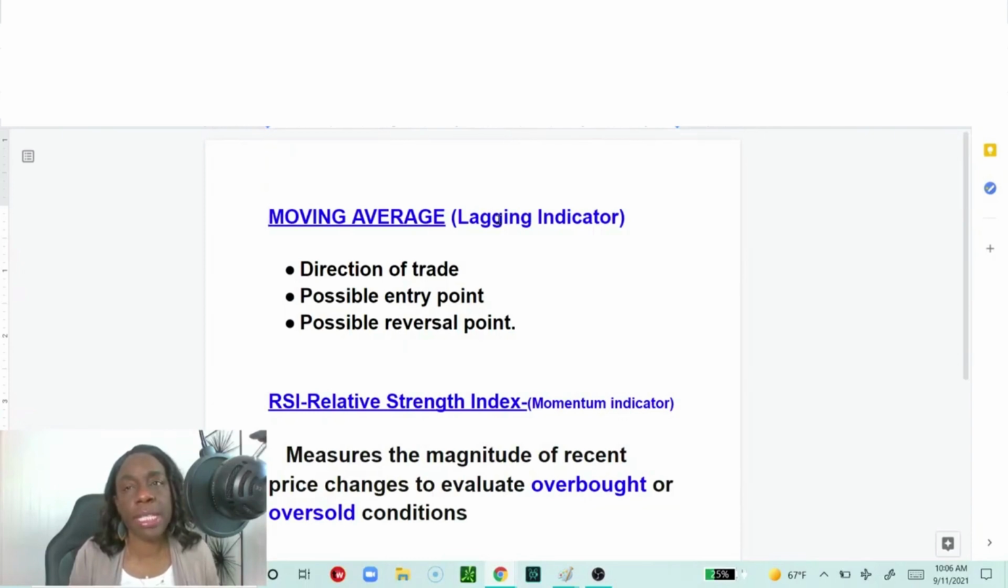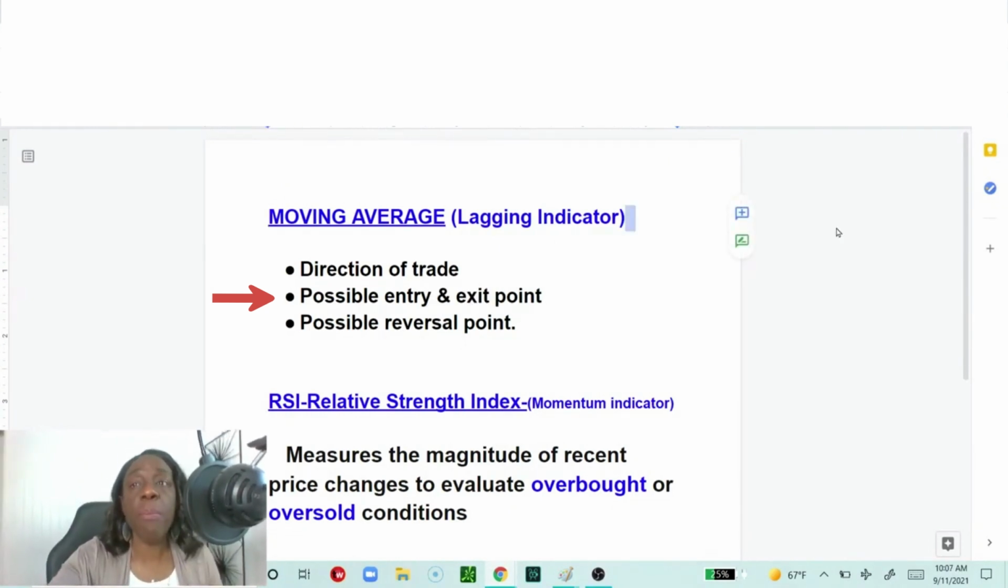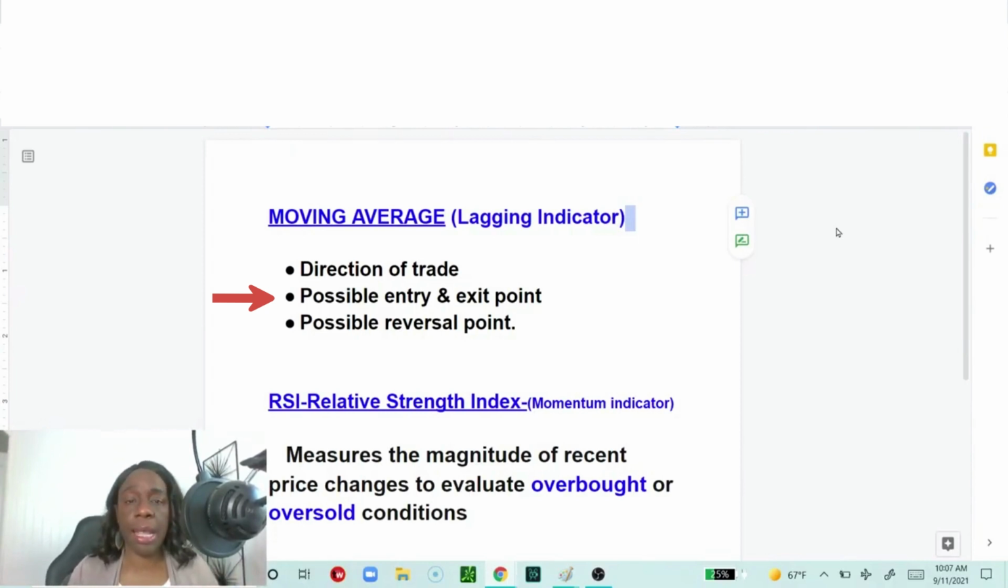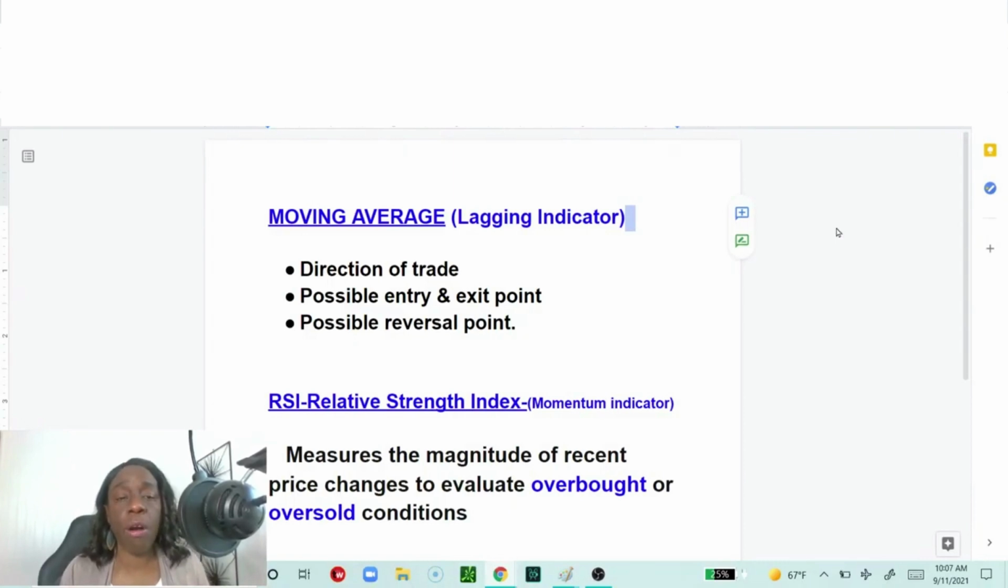Number two, it informs us of possible entry, and I should say entry and exit points. So that's what a moving average can do for you on your charts. Another thing a moving average can do for you is it can inform you of possible reversal points. So of course, if you're in a trade and you're going long in a trade, meaning you're profiting from this trade with price increasing, you want to know when price stops increasing and price begins to decrease. Moving average is a good indicator that can inform you of when this happens.